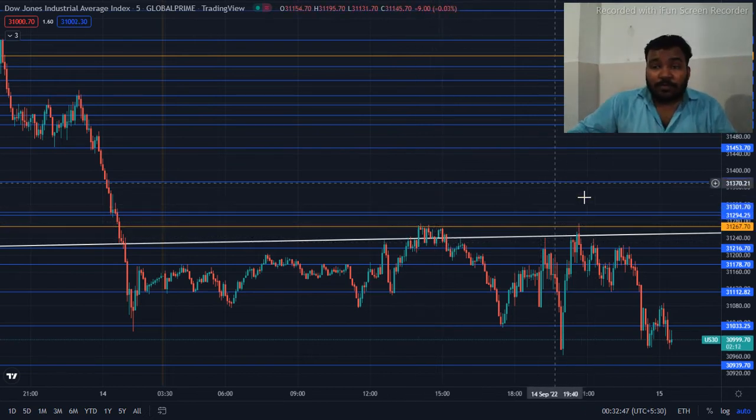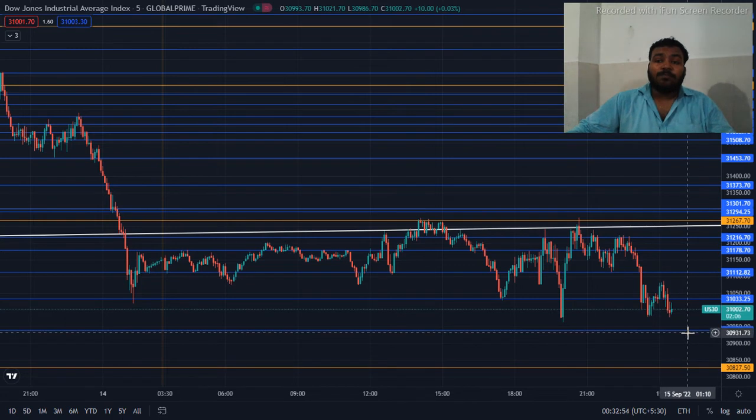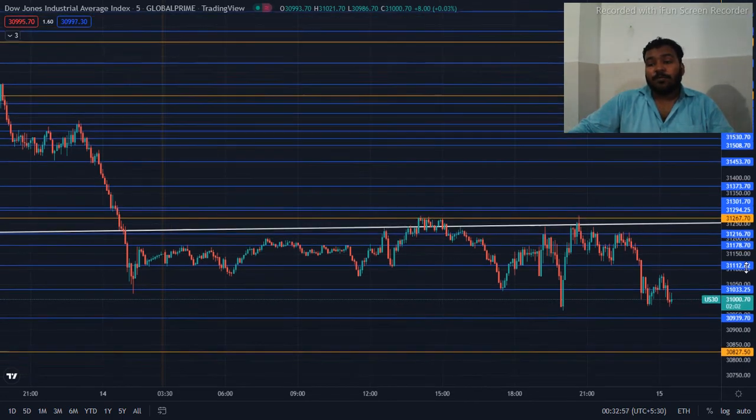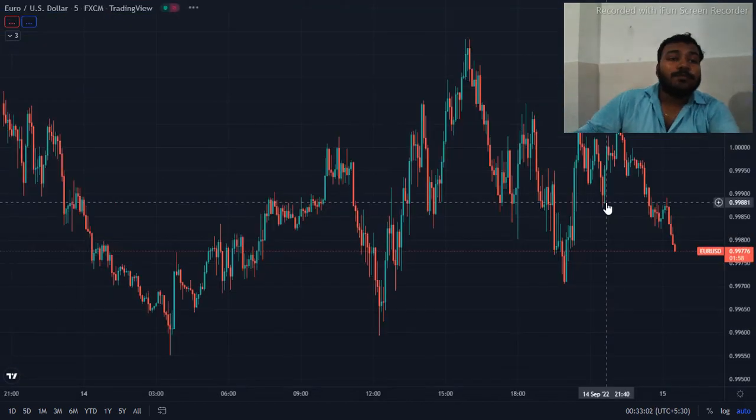All right. So for now, the level of 30939 will tell whether it has to take a pullback or it has to come down and test the support level of 30827. Okay, let us see Euro USD.